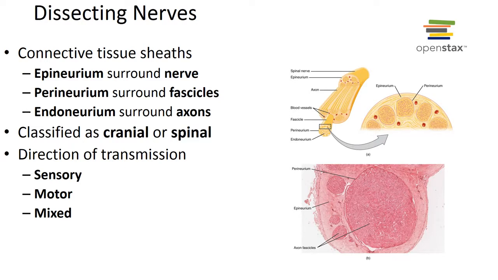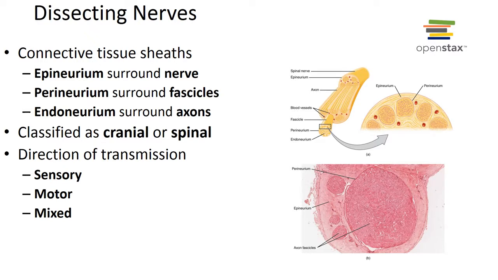Now, the connective tissue sheaths are shown here, where you can see the epineurium, which surrounds each nerve, the perineurium, which surrounds a fascicle or bundle of nerves, and the endoneurium, which surrounds the axon itself. So the epi is the outer, and the endo is the deep within.